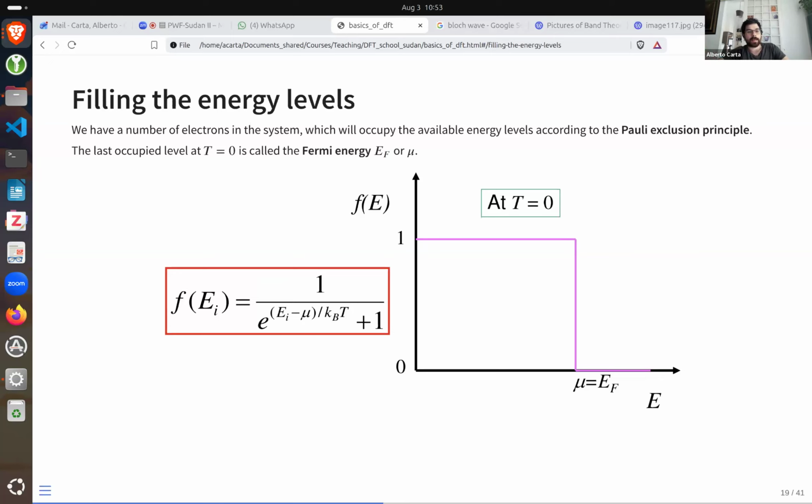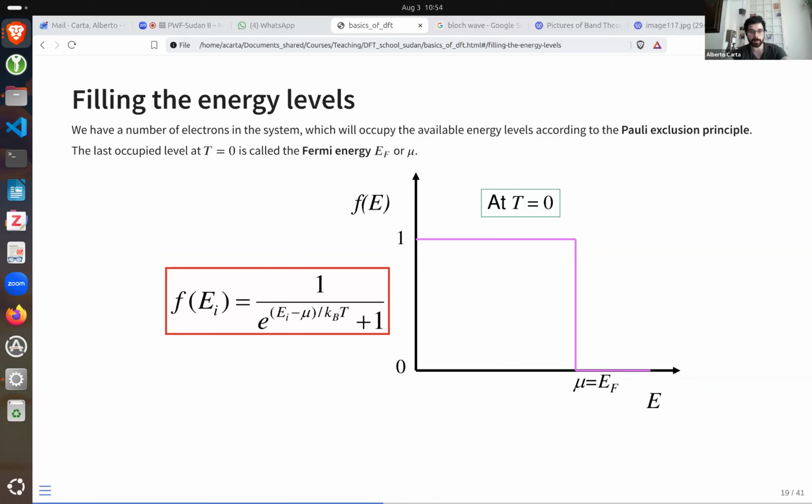Okay. And this means that we will have to fill all the available states with a certain number of electrons. These states will occupy the available energy levels according to the Pauli exclusion principle, which means basically that one state can only host 2 electrons, spin up and spin down, and then you cannot fill that state anymore with any electrons. You need to go one state up to fill with a spin up and a spin down, and so on and so forth.